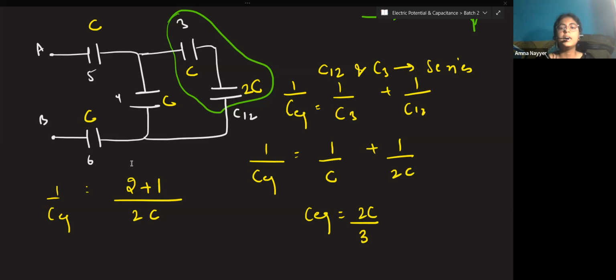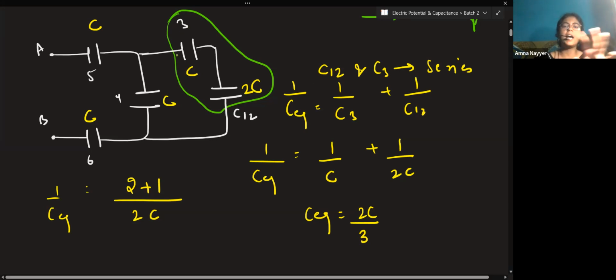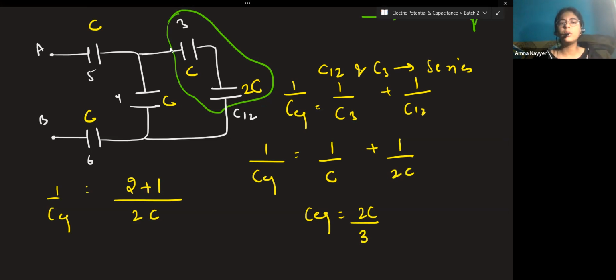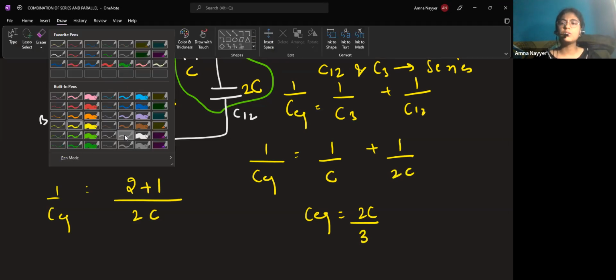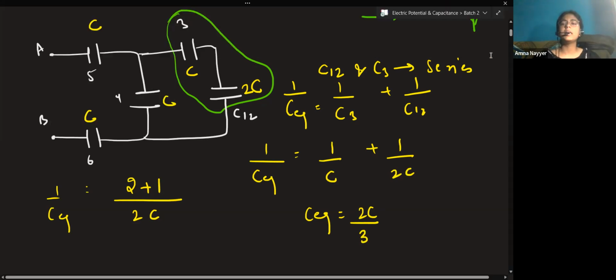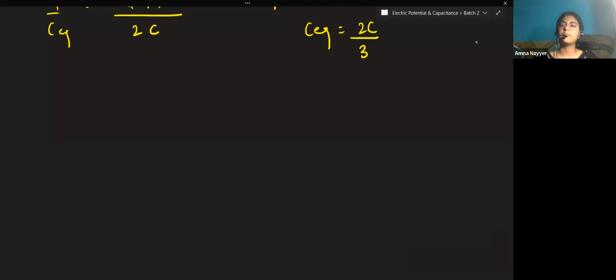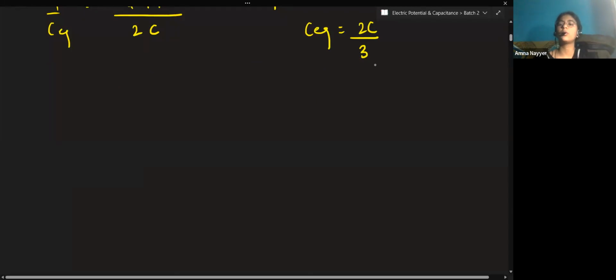So now see, I have this circuit reduced further. When you solve it yourself, it won't take so much time because you'll solve it quickly. Now I'm reducing the circuit that I've drawn once again.